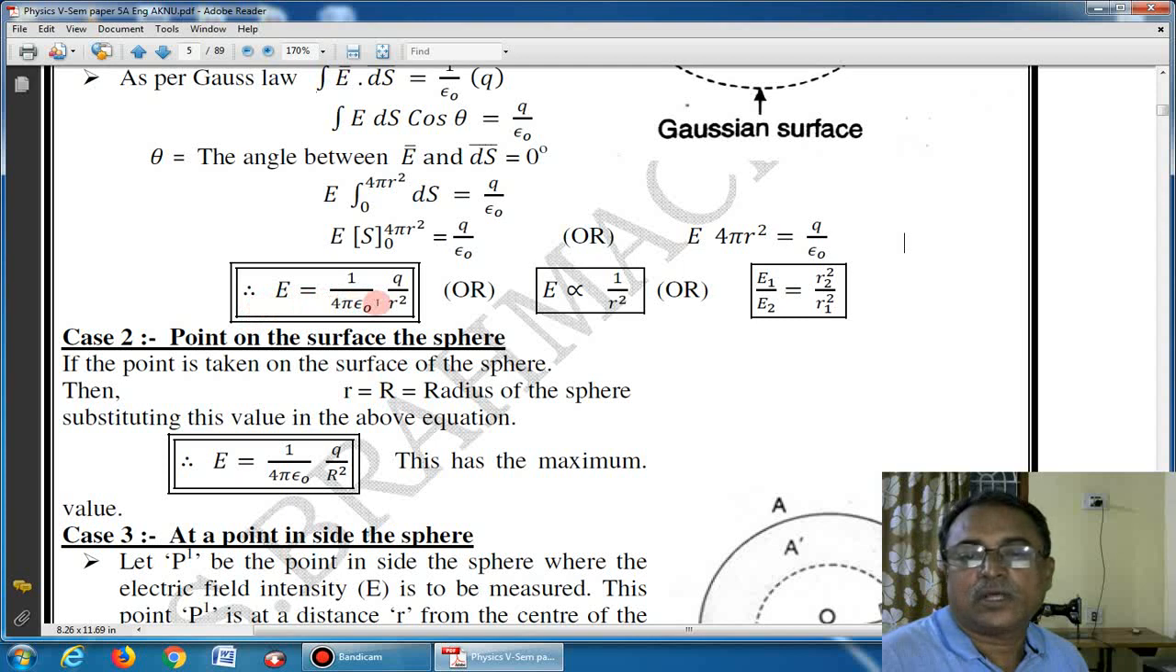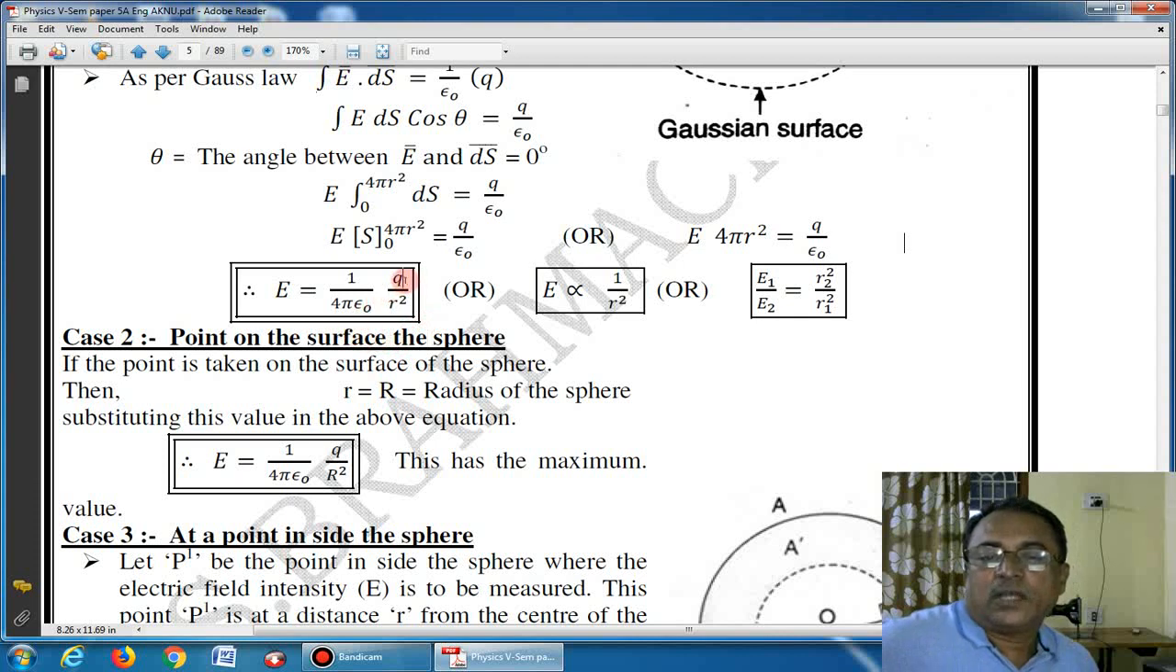So there is no term capital R in this equation. So the E value does not depend on the radius of the sphere. It depends only on the distance between the center of the sphere and where the electric field intensity is to be determined, that is the point P. That is the distance between the point O and the point P.